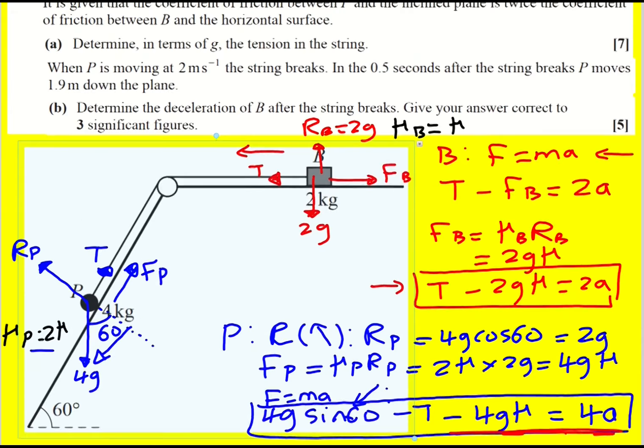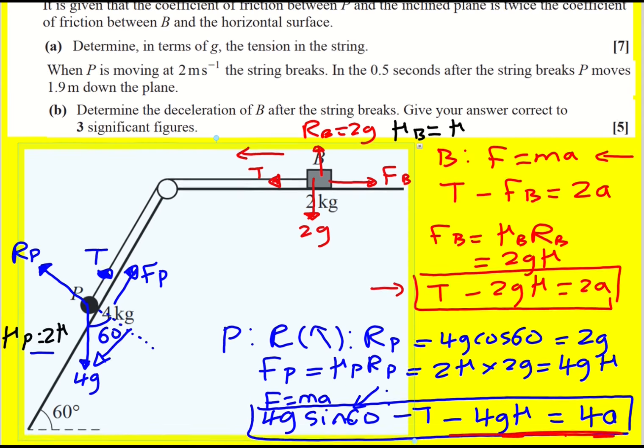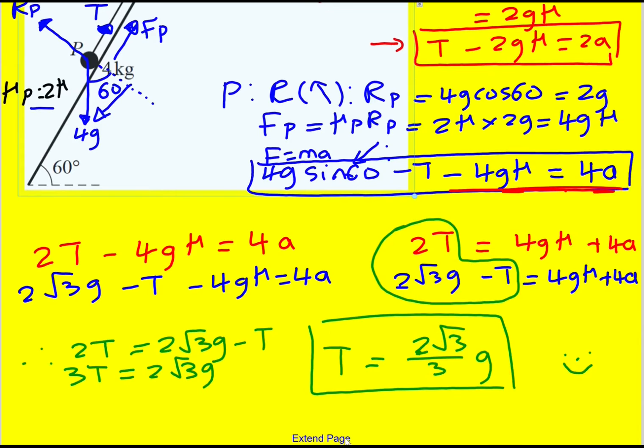Okay, right. Next part of this question, we're asked to essentially work out the deceleration of B after the string breaks. We're told when P is moving at 2 meters per second, the string breaks. In the 0.5 seconds after the string breaks, it moves 1.9 meters down the plane. And then we've got to look at B.